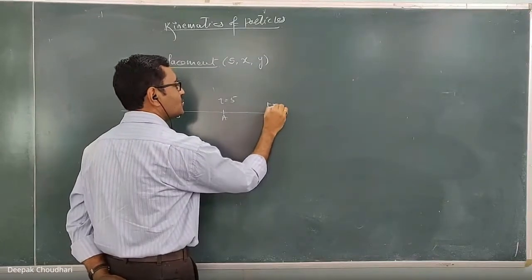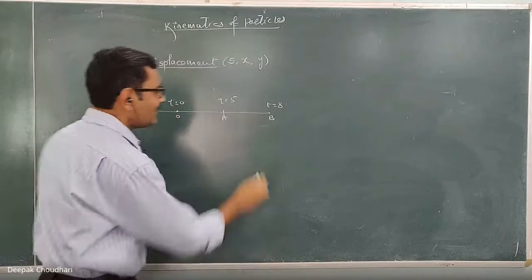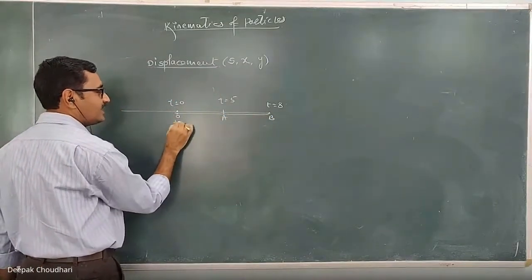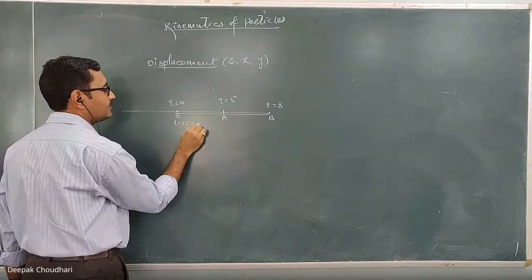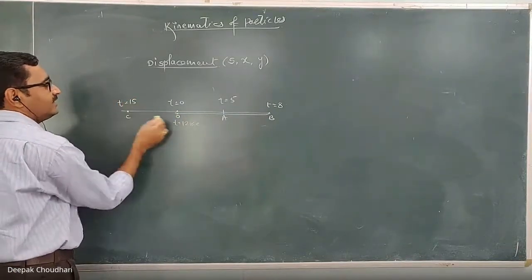At B is the position of the particle at t equal to 8 seconds. Now at point B, the particle reverses the direction of motion and reaches the origin at, suppose, t equal to 12 seconds. And C is the position of the particle at t equal to 15 seconds.